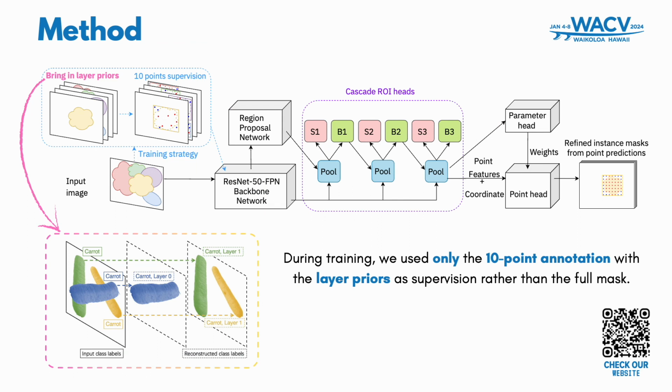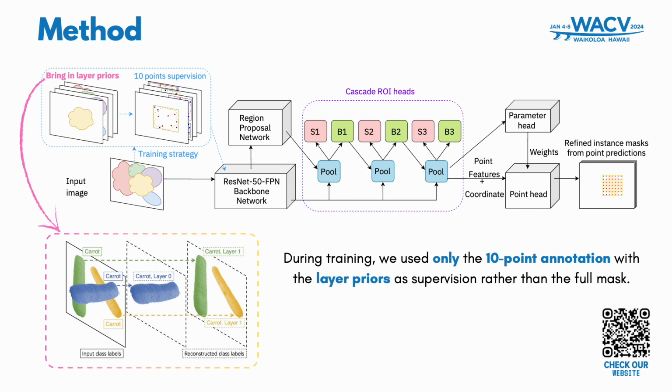Our goal is to predict the amodal mask and the layer order for all instances of a given image. During training, the inputs to our model are the amodal bounding box, the 10 annotation points for each instance rather than the full amodal mask, and the layer order in which they are located. The layer priors allow the model to build separate representations for each layer, and thus capture intra-class occlusion efficiently.